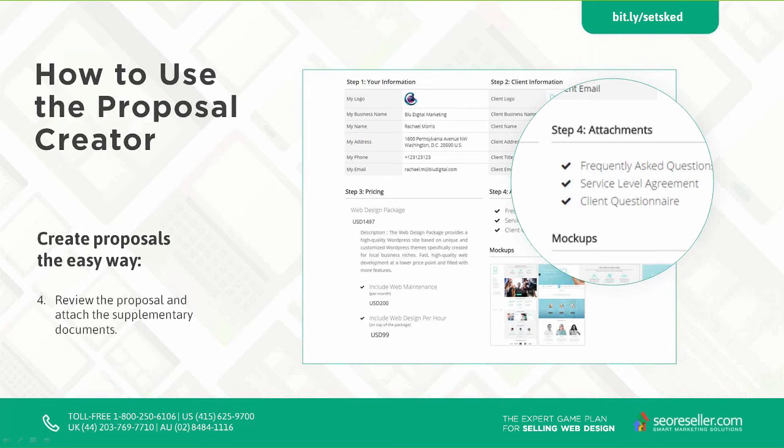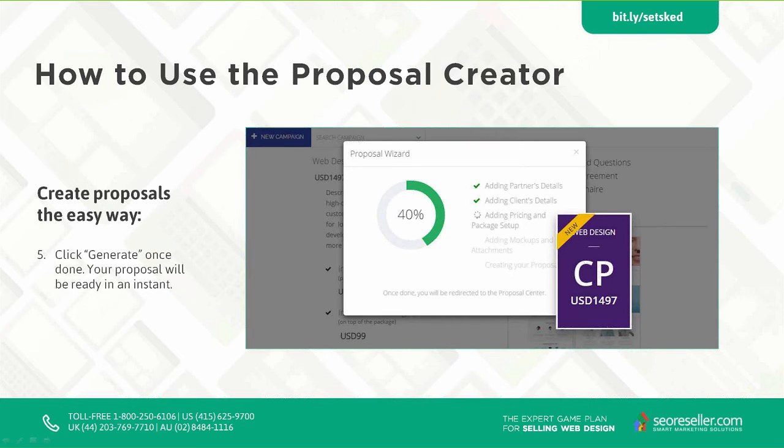And then you've got the fourth step, which is to review the proposal and attach the supplementary documents. Earlier, we discussed that you can attach the SLA, the client questionnaire, the FAQs, and even the mock-up. So just make sure that everything is correct in the proposal because, mind you, you're going to send this to your client. You don't want to be having incorrect information. Right. And then step 5 is click generate. Once done, your proposal will be ready in an instant.